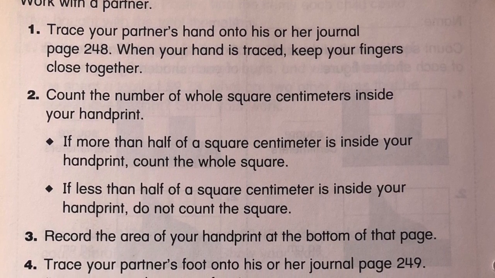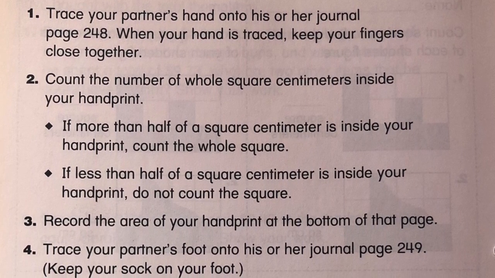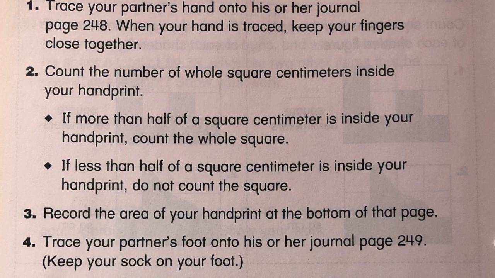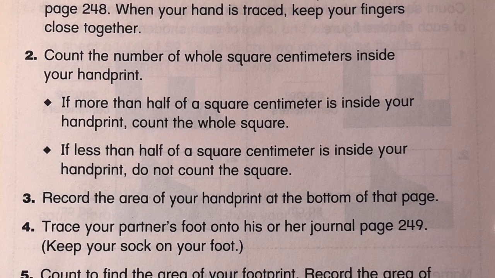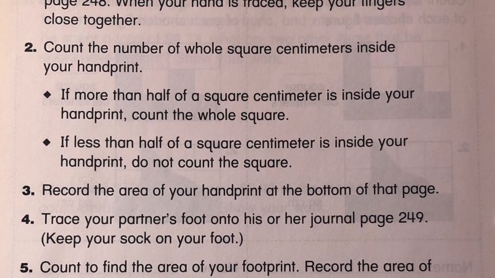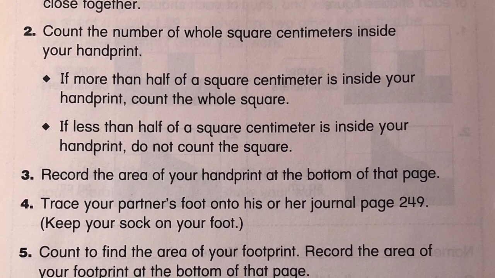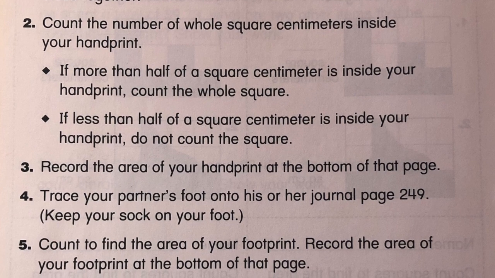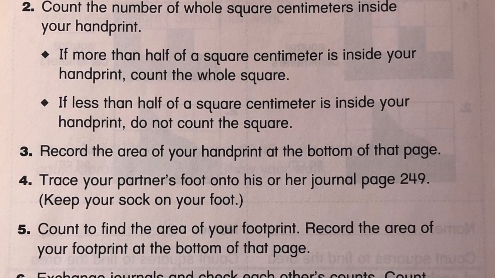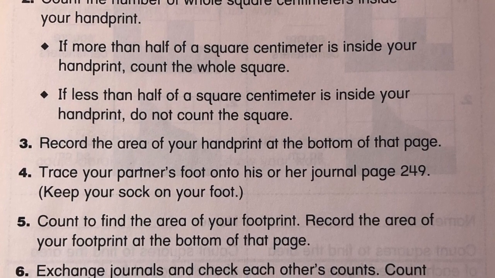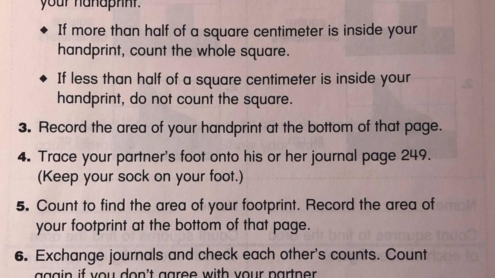Count the number of whole square centimeters inside your handprint. If more than half of a square centimeter is inside your handprint, count the whole square, just like we did earlier with that pentagon I was showing you. If less than half of a square centimeter is inside your handprint, do not count the square. Record the area of your handprint at the bottom of that page. So then you are going to do the same thing, except for with your foot on page 249. And I am going to leave the directions up here so that you can read them if you need to read them again.